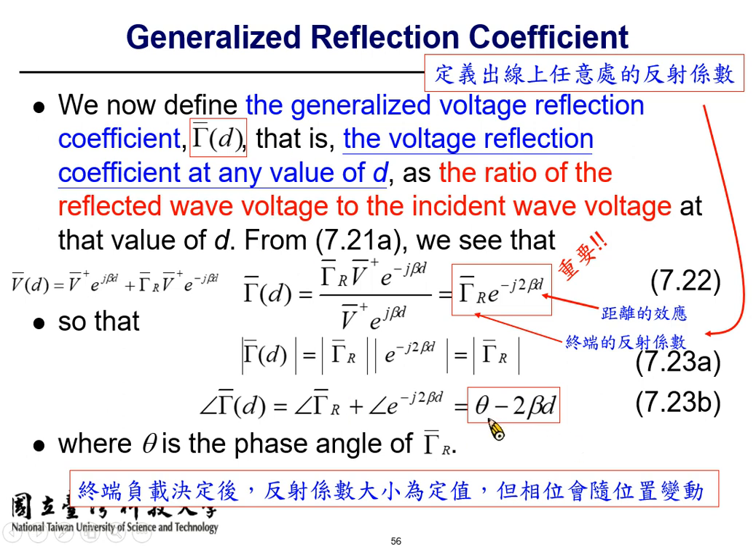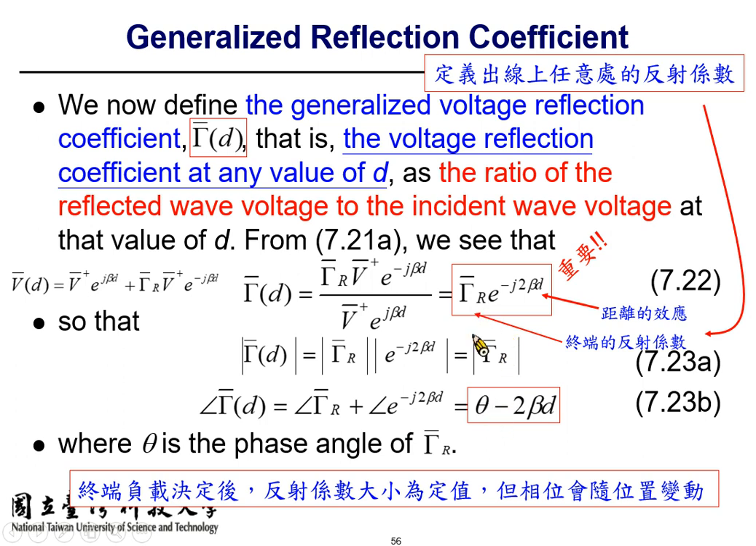What is the significance of theta? What is the meaning of theta? That is the phase of the reflection coefficient at the load. If the termination is an open, then theta equals what? Theta equals 0 degrees. If the termination is a short, then you will have a reflection coefficient phase of 180 degrees.